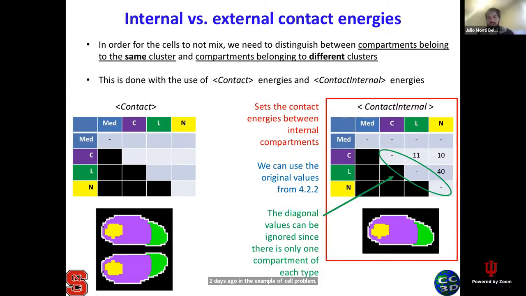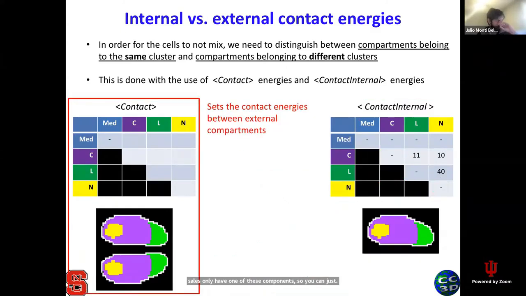And then for the contact energies, if your cell only has one copy of each domain, so the cell usually just has one nucleus, one cytoplasm, and one lamellipodium, then there is no cytoplasm energy, no lamellipodium energy, and no nuclear energy, because your cells only have one of these compartments. So you can ignore this diagonal here. Okay.